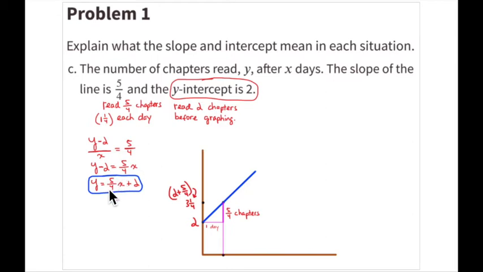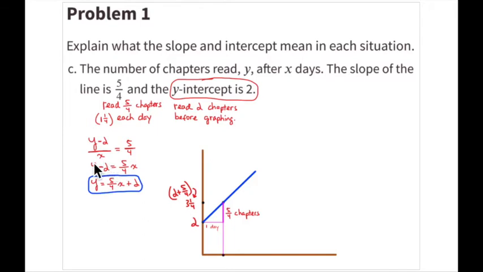So that makes sense. Read 5/4 of a chapter each day times 5 days. It's going to be 5 times 5/4. But then you also have to add that 2 chapters that you had as a head start. So there's 2 things that you're figuring out here. One is what's happened after the head start. So that's an increase of 5/4 chapters each day.